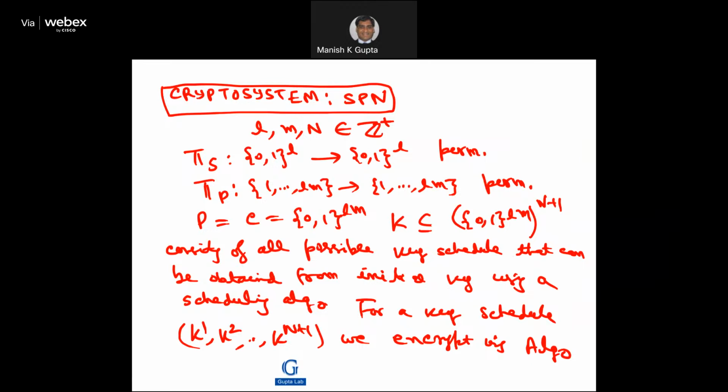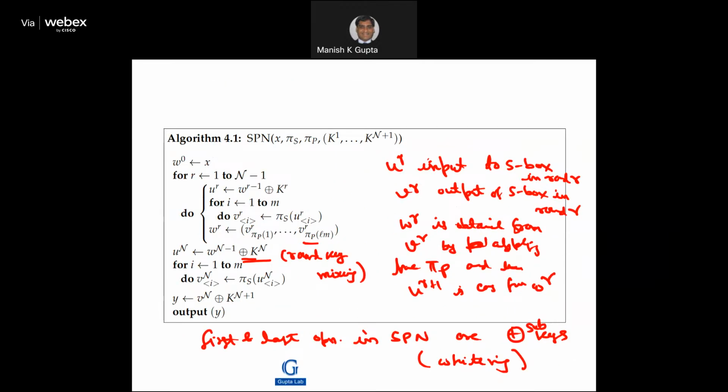Okay, so now formally, the algorithm is written in pseudo code like this. So u^r is the input to the S box in round r. v^r is the output of the S box in round r. w^r is obtained from v^r by applying pi p, and then u^(r+1) comes from the XOR of the round key and w^r, basically. So this is the algorithm you see. And so the first and last operations in SPN are exclusive OR with subkeys. Okay, so this process is known as whitening.